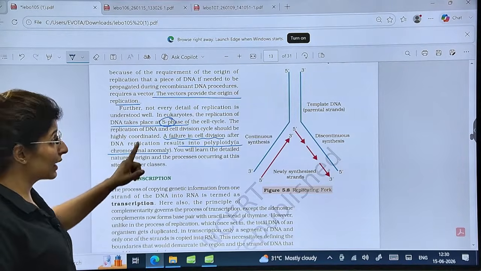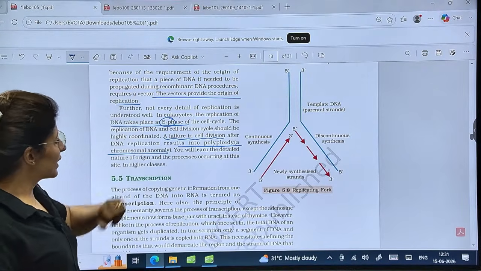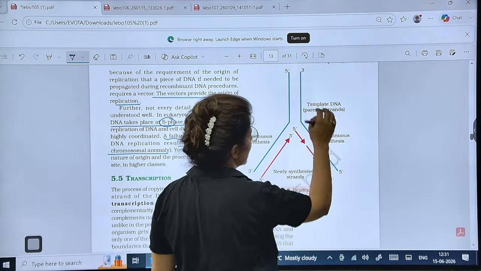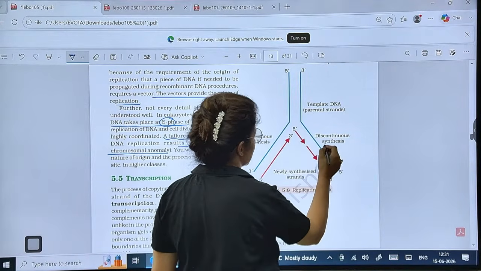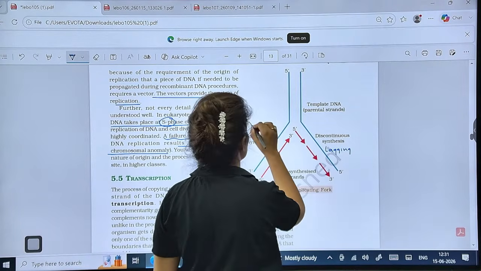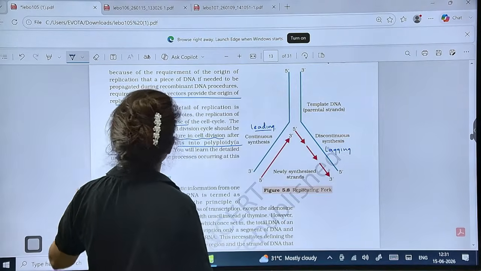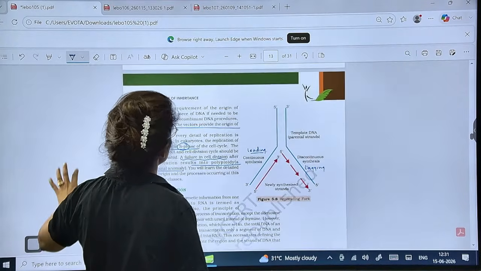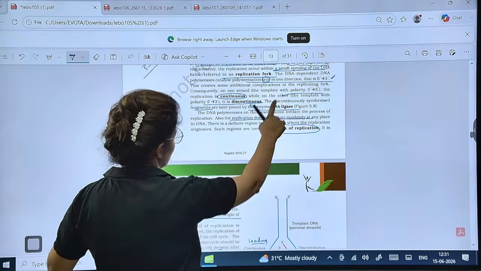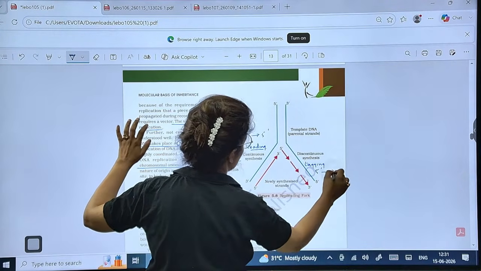We have read this line in the previous chapter also. What leads to polyploidy? Failure in cell division. That means no cytokinesis. Now see, we have continuous synthesis, and towards this strand we have discontinuous synthesis. So this is known as the lagging strand, and this one is known as the leading strand. What is the polarity of the leading strand? We have just read it here. The leading strand is continuous. Continuous is 3 to 5. So this is 3 to 5, and this is 5' to 3' direction.